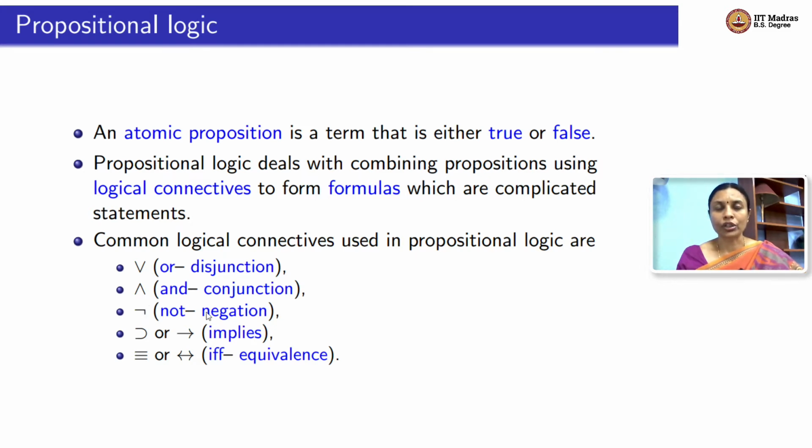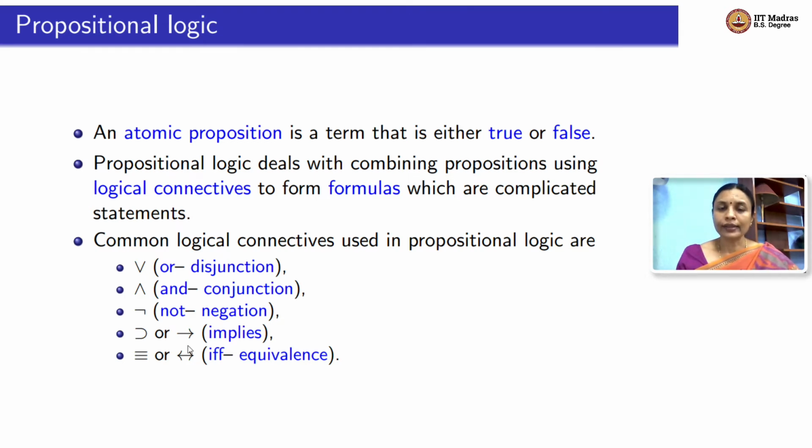Not, or negation, is a unary operator that takes one operand. Implication, which can be written like this or like this single-headed arrow, is another binary operator. Equivalence is another operator. Like this, you can have XOR, NAND, NOR, and so on, several different operators.